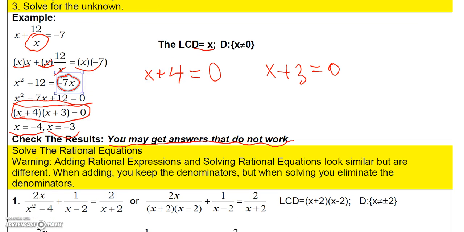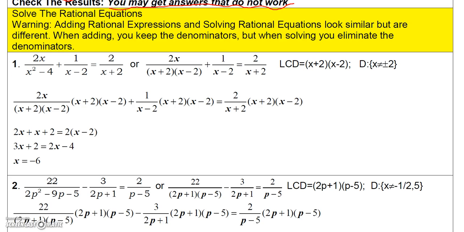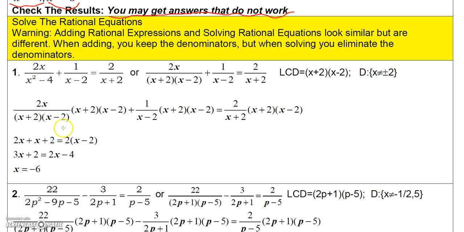So we'll see an example like that in a bit. I believe I have one where you get an answer that doesn't work. Okay, so now again, this looks like what we were doing earlier with adding and subtracting, but there's a major difference. We have an equal sign here. So this is an equation.